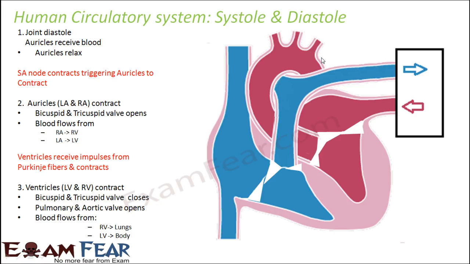With this knowledge, let us now try to understand the human circulatory system, which is nothing but a process of contraction and relaxation. The terms given for contraction and relaxation are two specific scientific terms called systole and diastole. So systole is for the contraction and diastole is for relaxation.